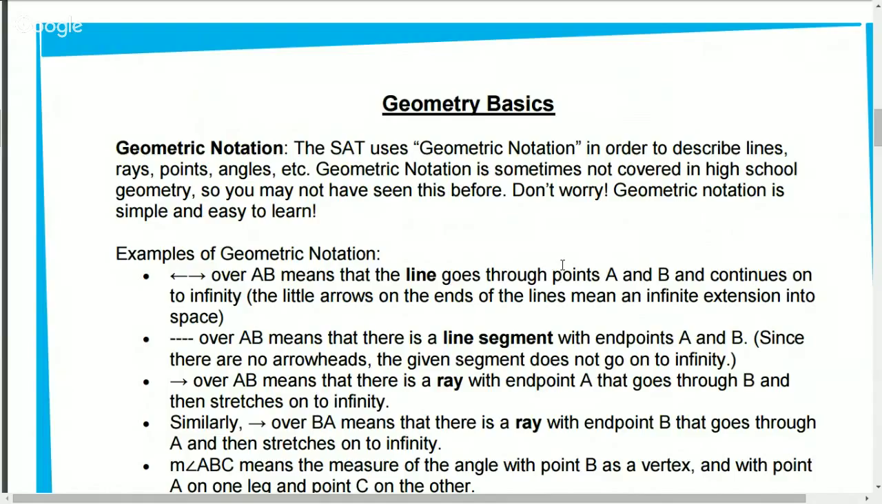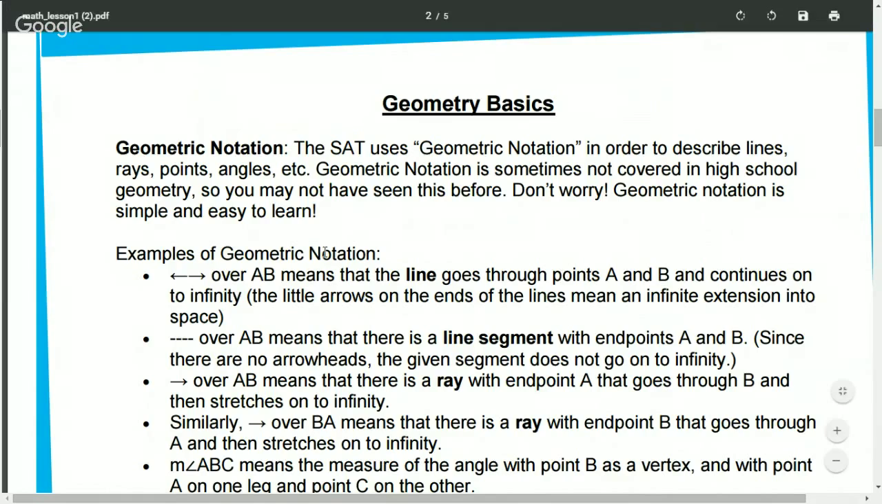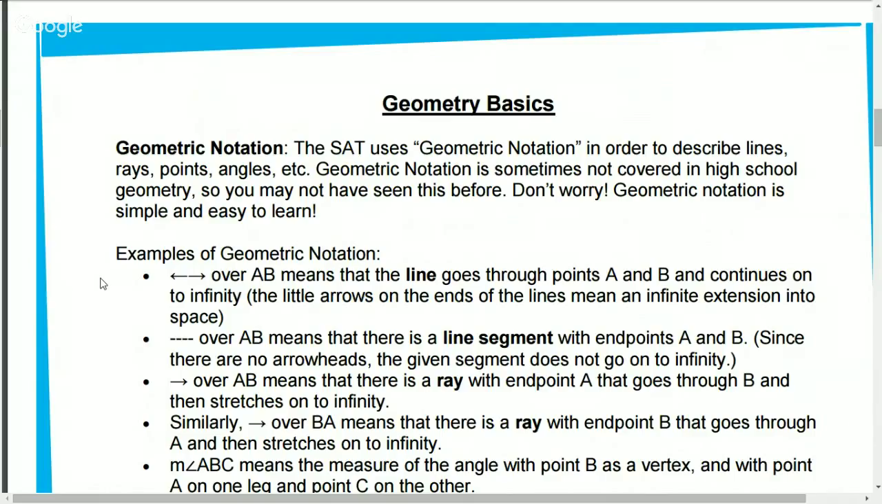The line over AB with no arrows means that there is a line segment with endpoints A and B. Since there are no arrowheads, this given segment does not go on to infinity. Since there are no little arrows at the very end of each of the lines, it doesn't go on to infinity and it stops at a certain point.